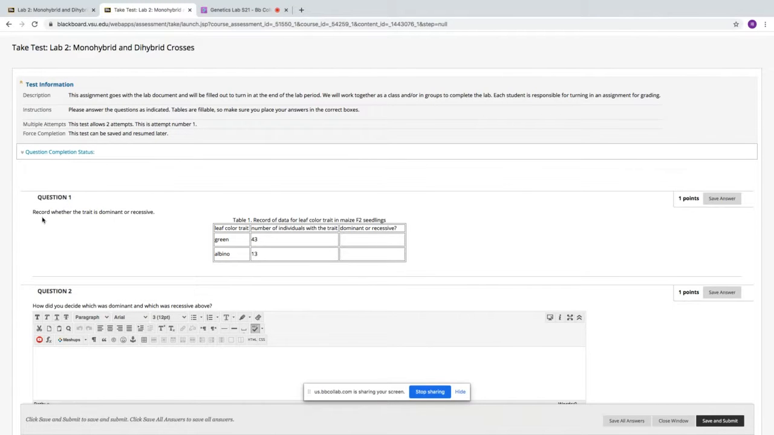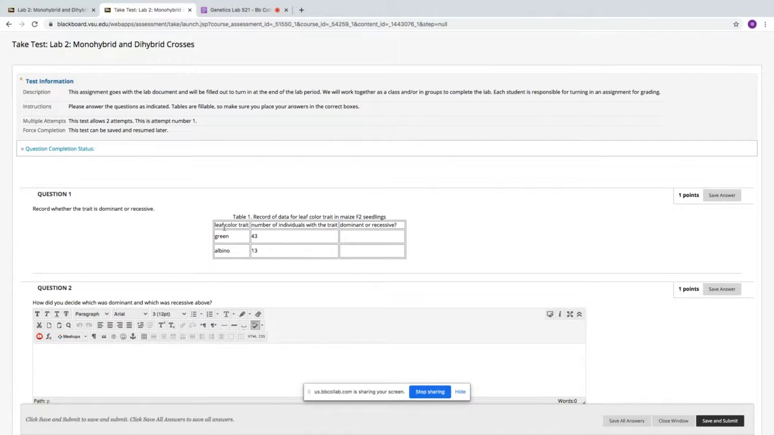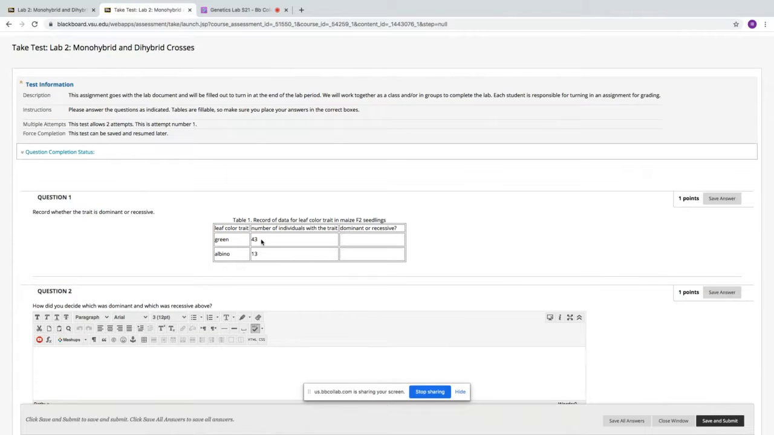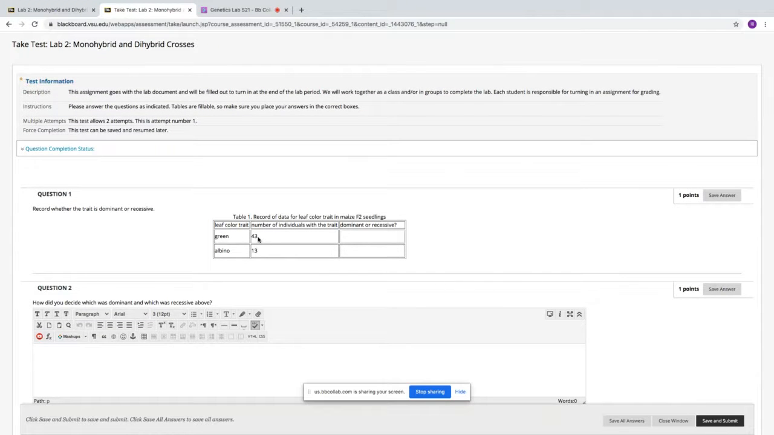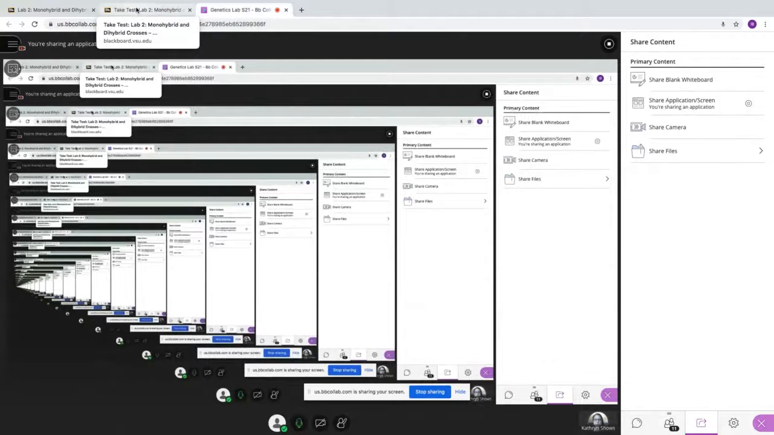So record whether the trait is dominant or recessive. So the numbers are what Dr. Shows have counted for us. So green, there's more of the green and there's less of the albino. So this is the F2 generation. Make sure green is dominant and albino recessive, right? Yeah, make sure that everyone's helping you, Coral.